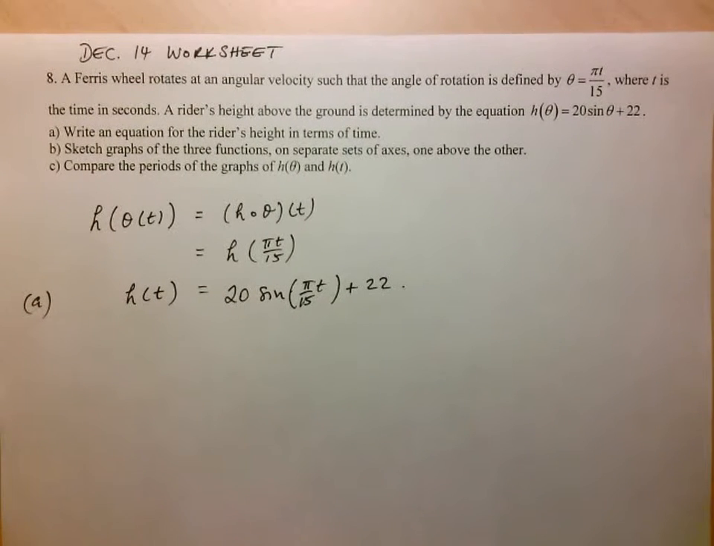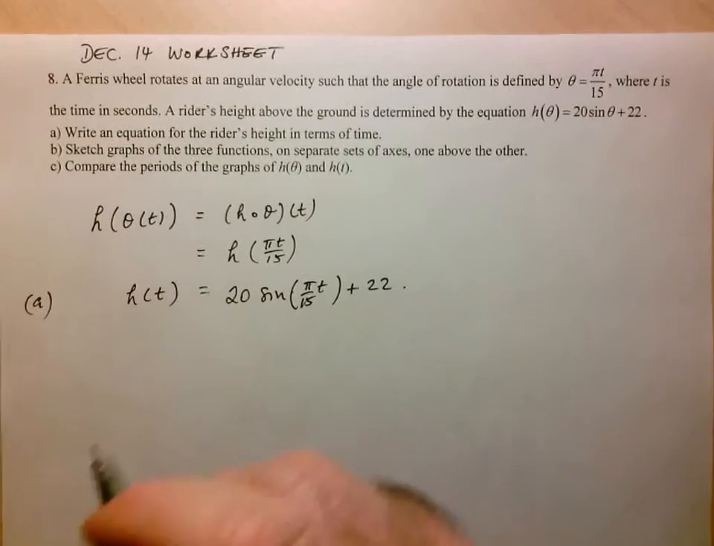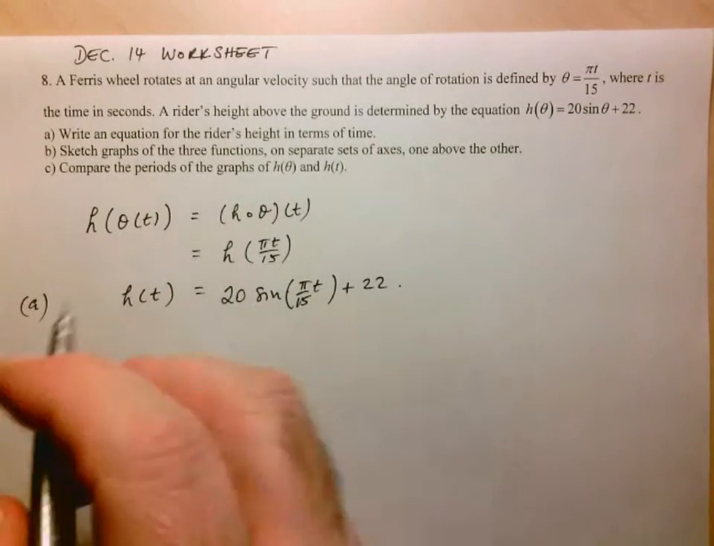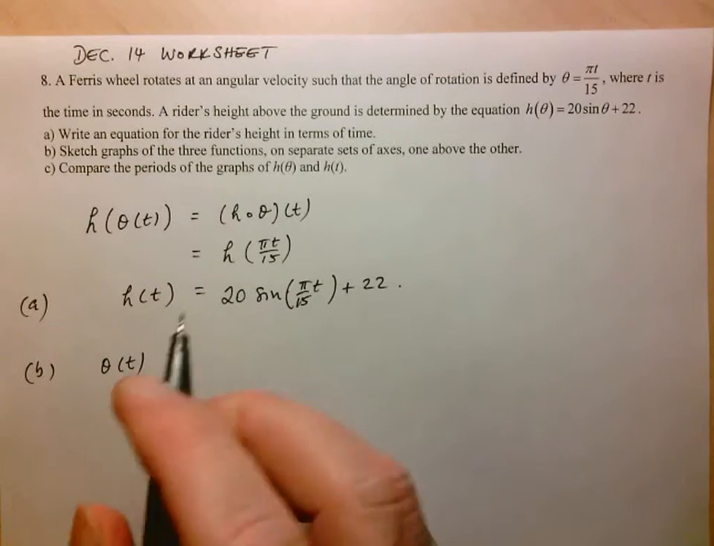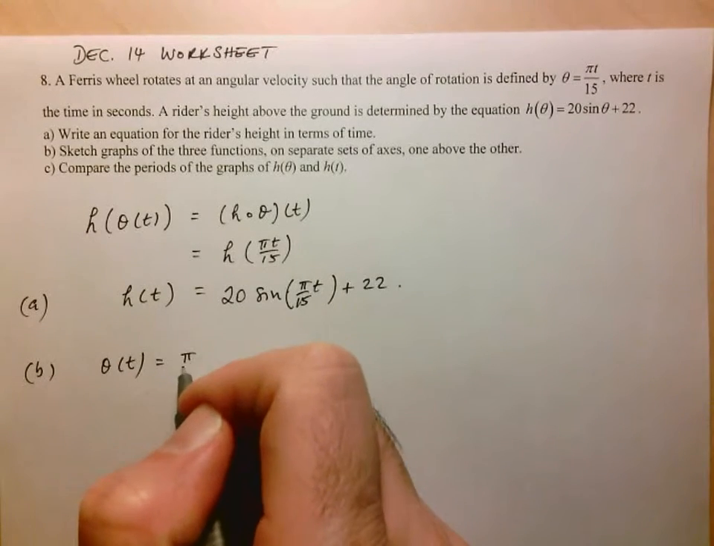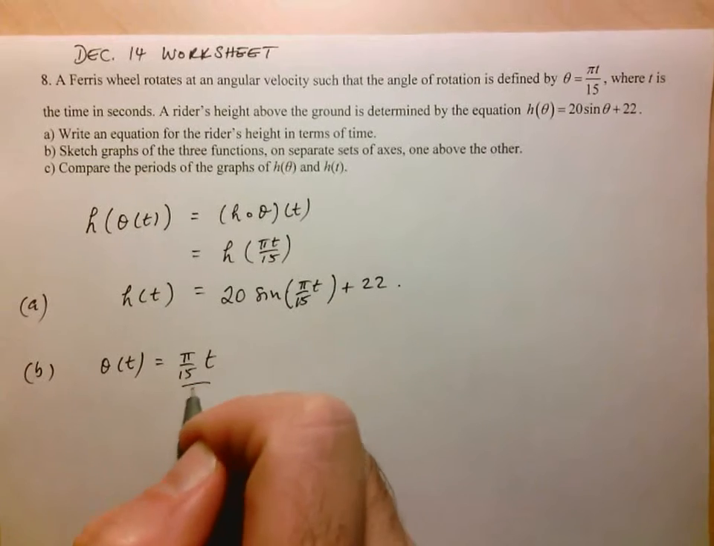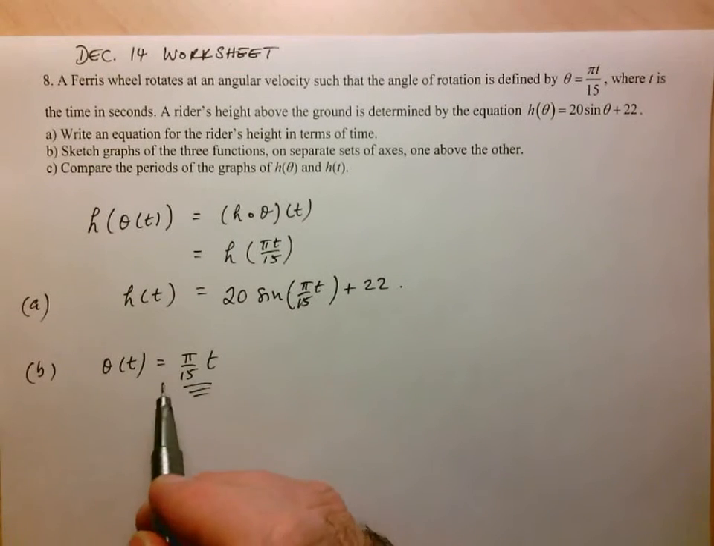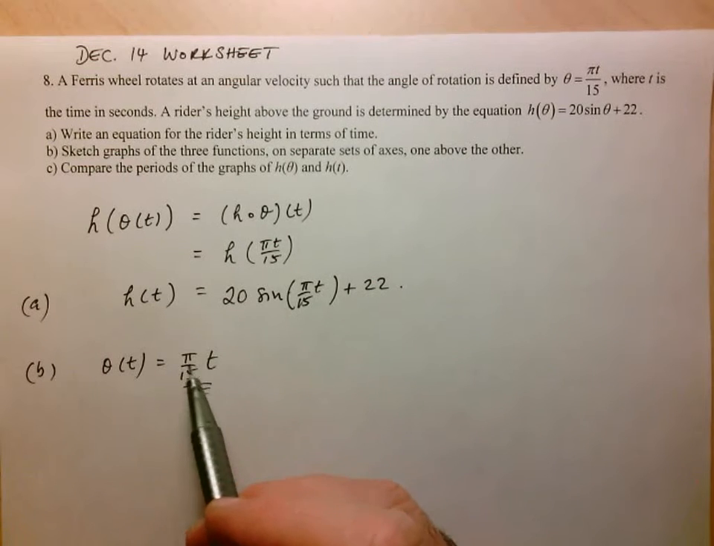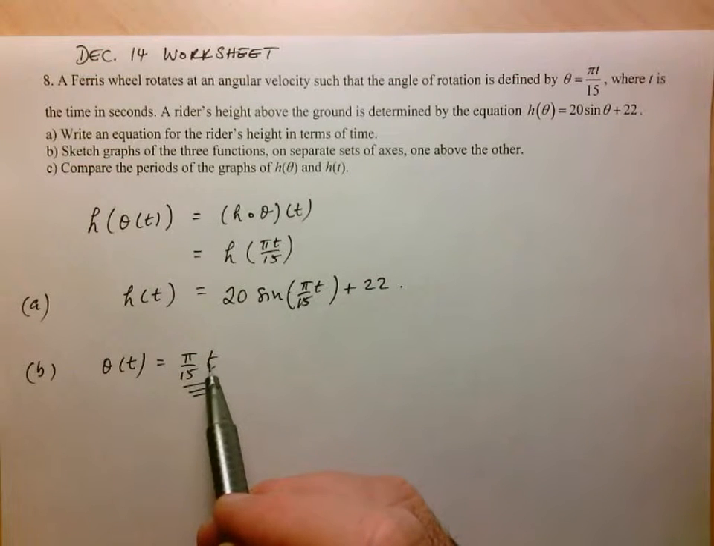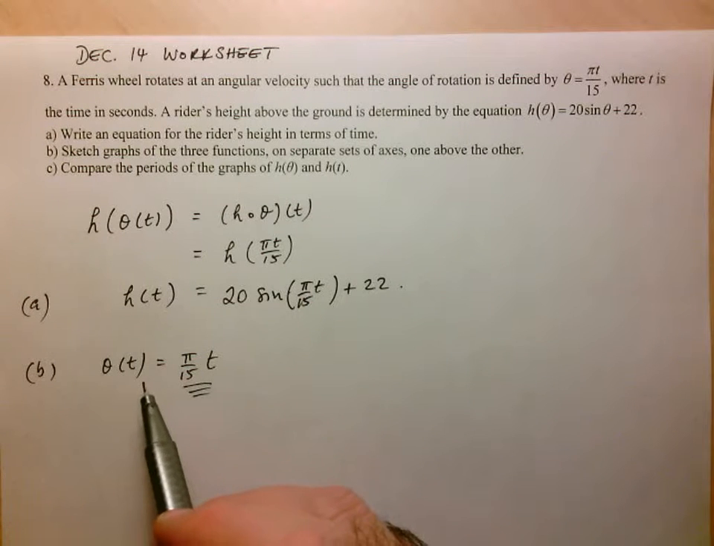Now I'm not going to graph these in B, but let's just take a look at what we'd have. So first of all, if we want to plot theta of t, which is just pi over 15 t, we realize that this should just look like a linear equation. Since it's just some constant times a variable to the exponent of 1, this is just going to be a line. So that means that theta increases linearly with respect to time.